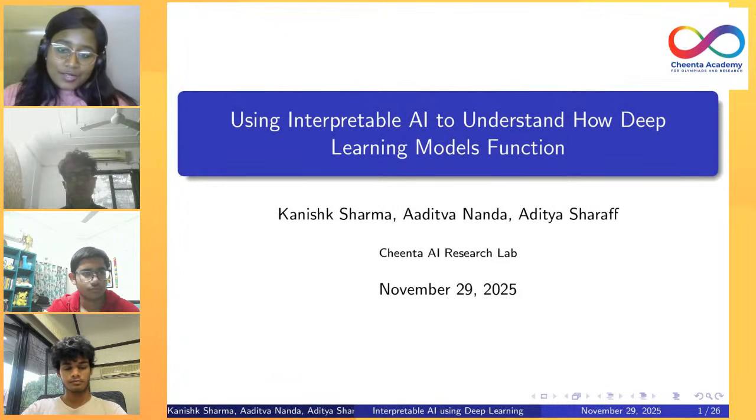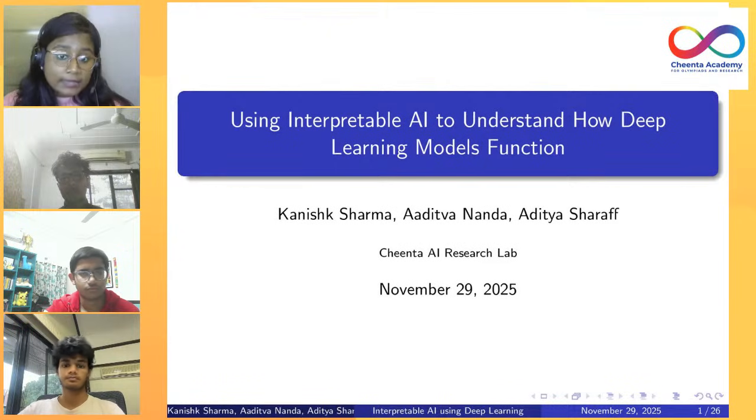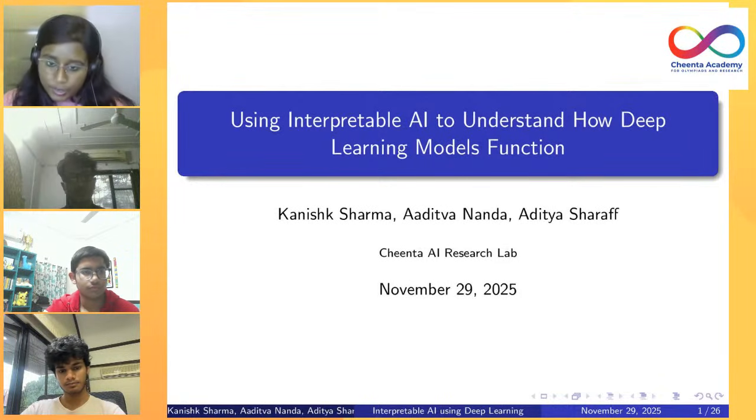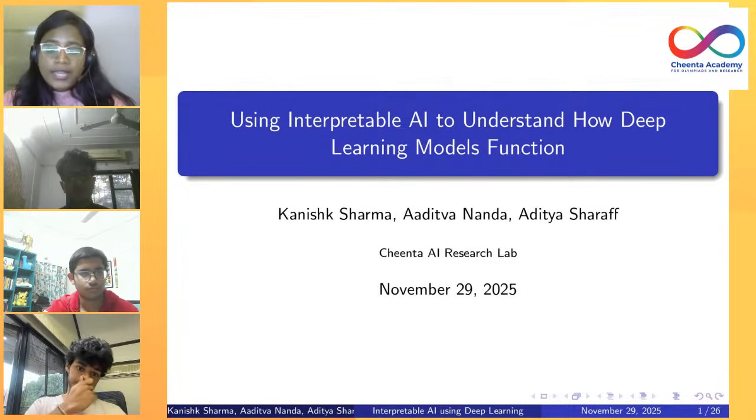Today's presentation is titled Using Interpretable AI to Understand How Deep Learning Models Function, a topic that sits right at the intersection of machine learning, time series analysis, and explainable AI. Our presenters are Kanishk Sharma, Aditya Nanda, and Aditya Saif. With that introduction, I invite Kanishk, Aditya, and Aditya to begin their presentation.